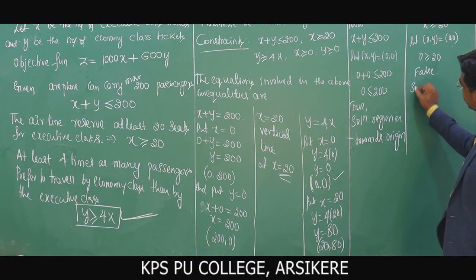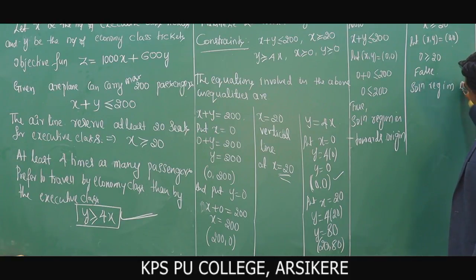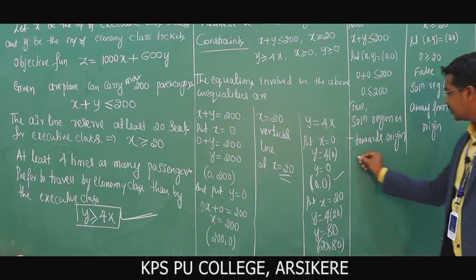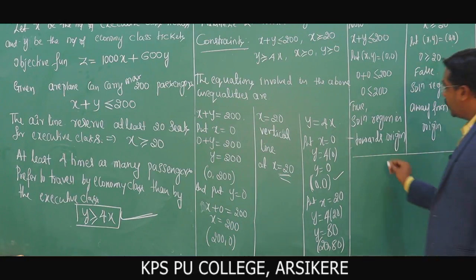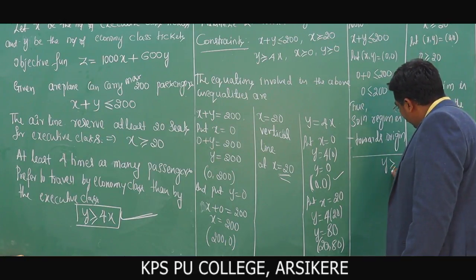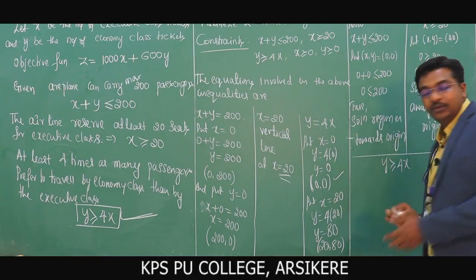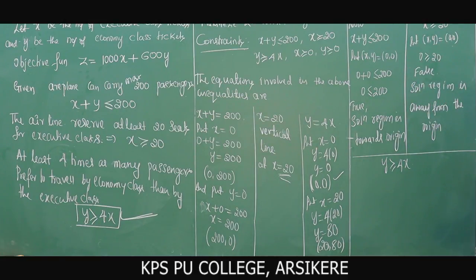So since 0 greater than equal to 20 is a false statement, hence the solution region is away from the origin. This is very important. Away from the origin. Clear? Okay. Next is very important: y greater than or equal to 4x.